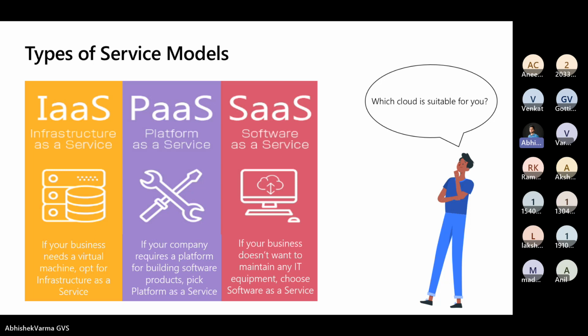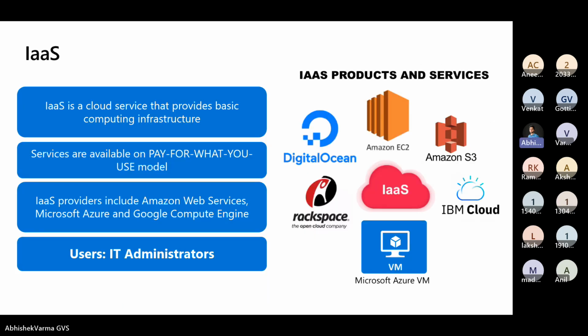Platform as a service simply includes DynamoDB in AWS or Azure DB, and infrastructure as a service includes Azure VM or Amazon EC2. Yes, we can say that the infrastructure as a service products are Amazon EC2, Amazon S3, and Microsoft Azure VM.